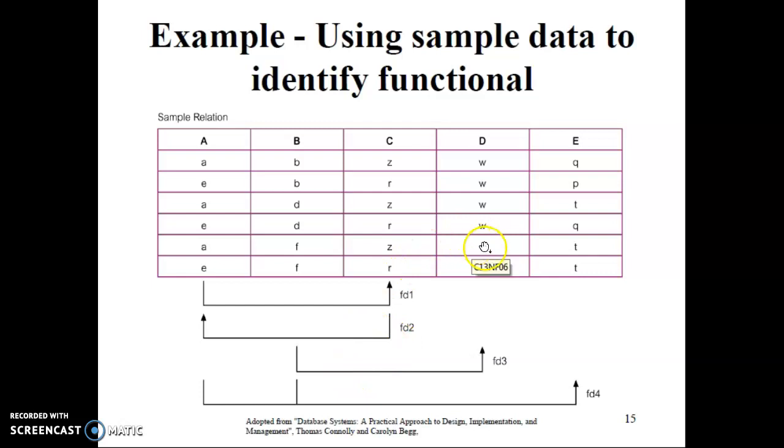But when we consider the reverse case, that means from D to B, attribute D does not functionally determine attribute B because W is not associated with a single consistent value in column B. That is, when W appears in column D, the values B or D appear in column B. So hence there is a one-to-many relationship between attributes D and B.